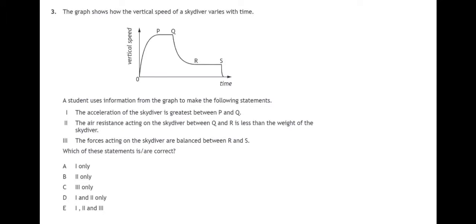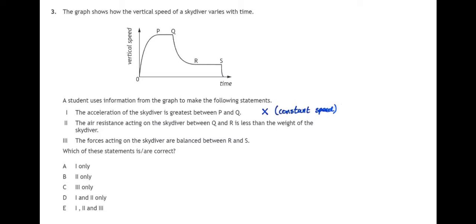Number 3. The graph shows how the vertical speed of a skydiver varies with time. The student uses information from the graph to make the following statements. Firstly, the acceleration of the skydiver is greatest between P and Q. No. Between P and Q, we can see the speed is constant. Therefore, the acceleration would be nothing.